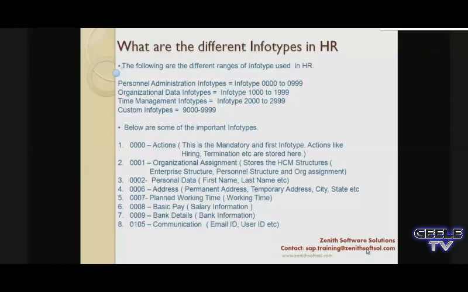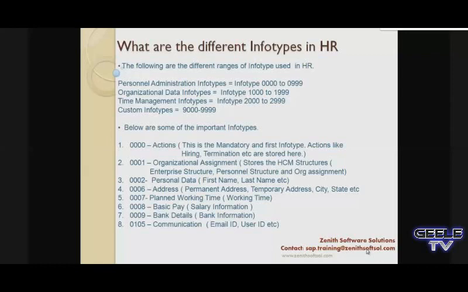The third one is info type number 2, which is personal data. What does info type 2 do? It stores the first name, last name, birth date, etc. Then coming to info type number 6. Info type 6 is address. It stores the address details, like a permanent address, a temporary address, your house number, your apartment number, your city, country, zip code, telephone number, and similarly other details.